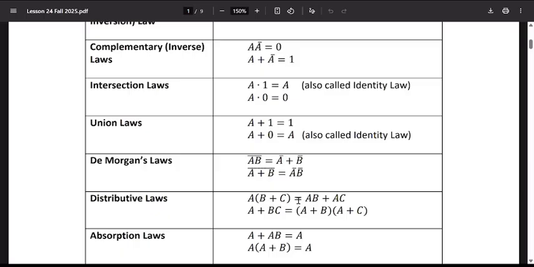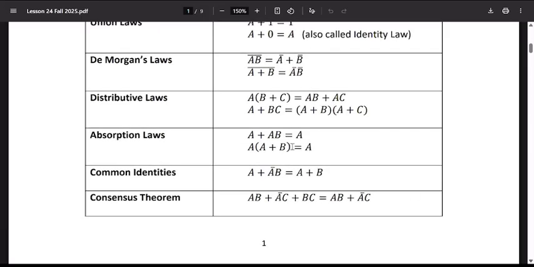We have the distributive laws, as you can see. We have the absorption law, as you can see. We have a common identity law. We have the consensus theorem law. As you can see, you need to internalize these laws.